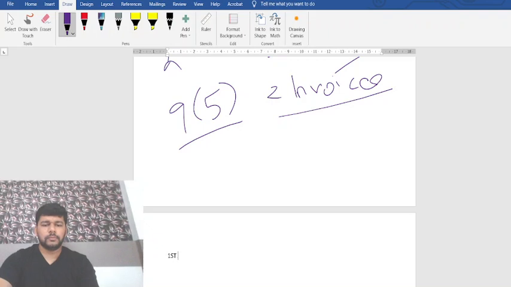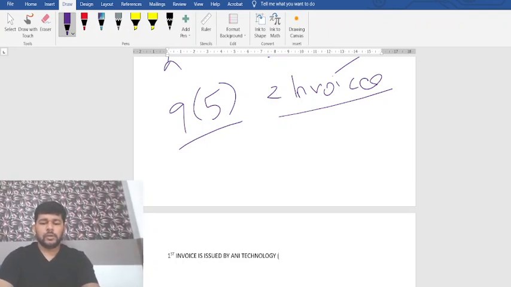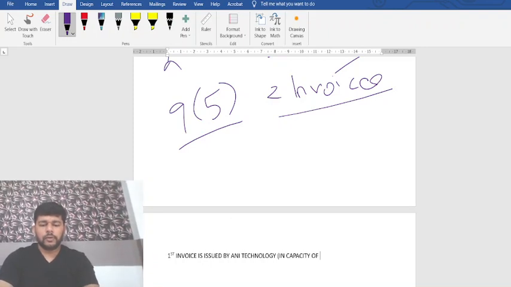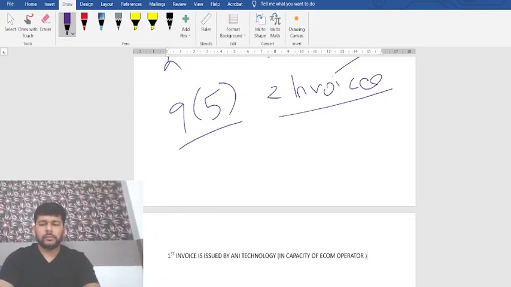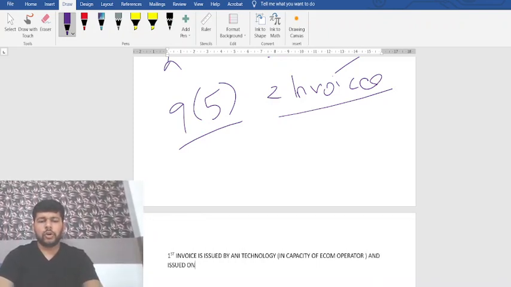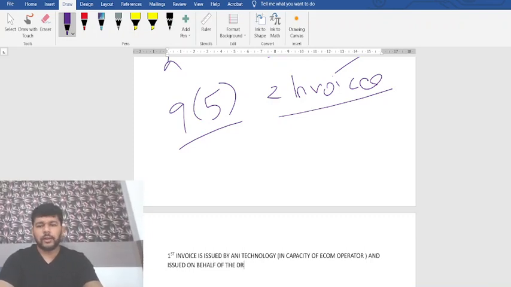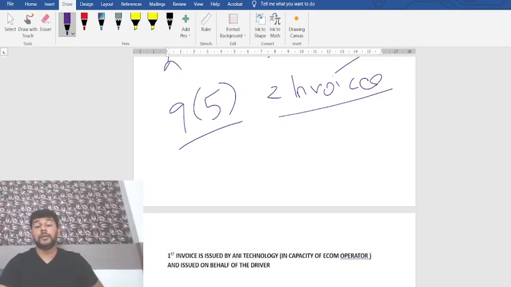The first invoice is issued by ANI Technologies in the capacity of e-com operator, and issued on behalf of the driver.